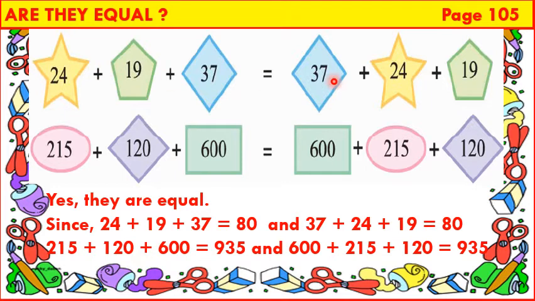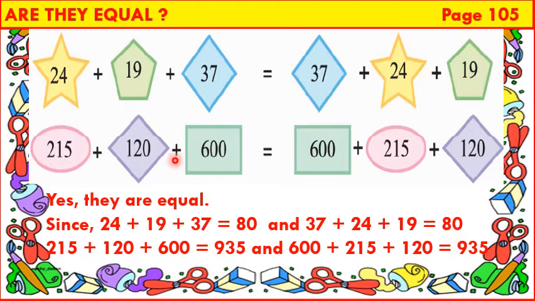Consider this first line. When we do 24 plus 19 plus 37, it gives the answer as 80. Even when these numbers are rearranged, that is 37 plus 24 plus 19, the answer of this addition will also be 80.